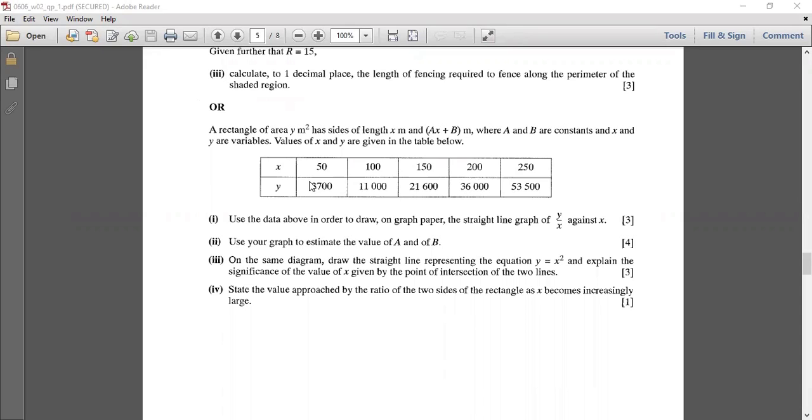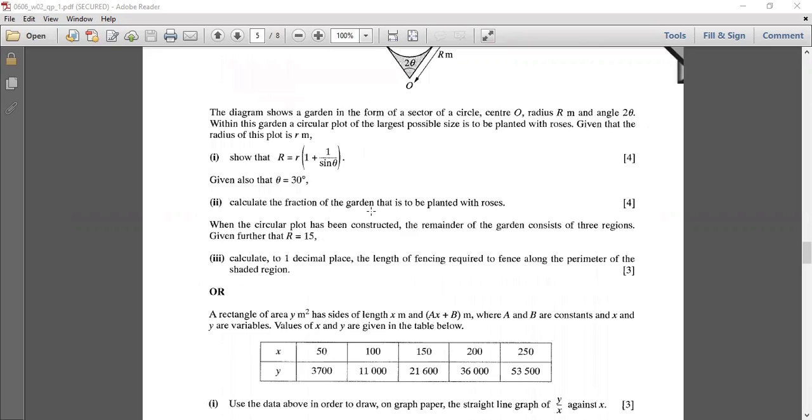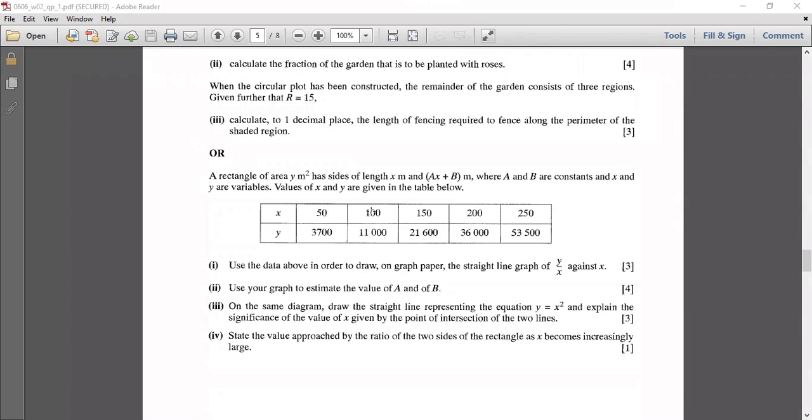Okay, let's begin with this question. The second option on question 12. Sometimes there's an O in this paper, QP1. So we did that earlier. So now we're going to look at the second option. Let's say you choose the second option, how to do this question.